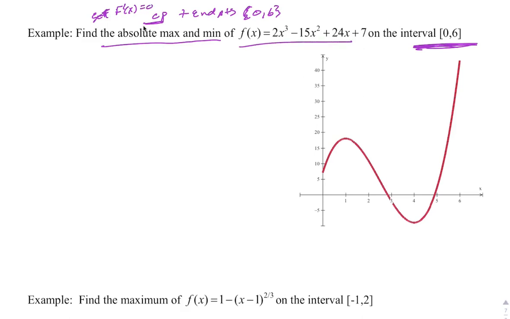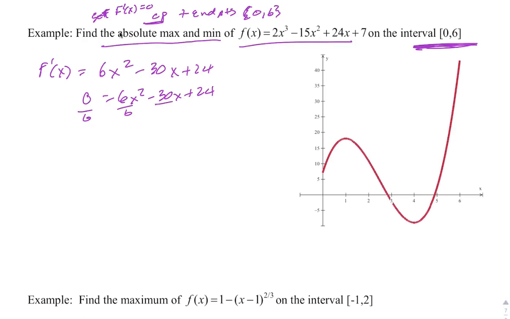So here's my function. Let's find the derivative. That is 6x squared minus 30x plus 24. We're going to set that equal to 0. Remember, make your life easy. These all divide by 6. Work smarter, not harder. And this is a lot easier to factor. It's x minus 4, x minus 1, sorry. So x equals 1 and 4.